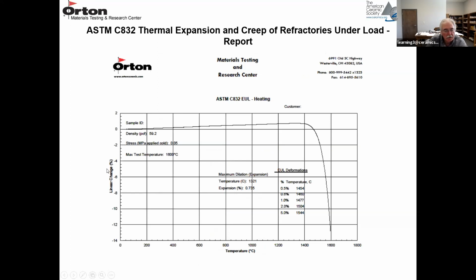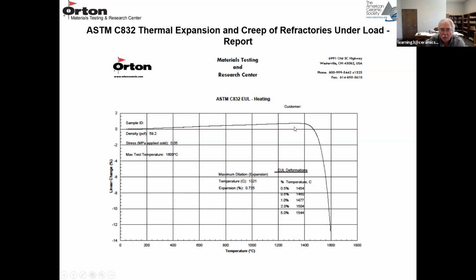So when you plot linear change versus temperature for an EUL, you get a graph that looks like this. So this is 0, and then this is the negative numbers for the deformation. So you get an expansion, and then you get your drop off as the length decreases and you have deformation. We mentioned that the maximum dilation point was 1321 degrees C. That's about right here.